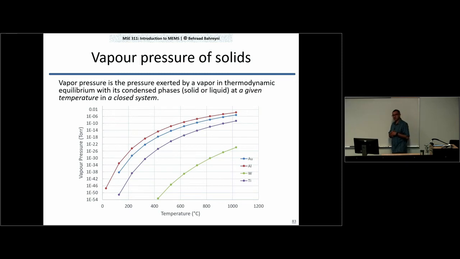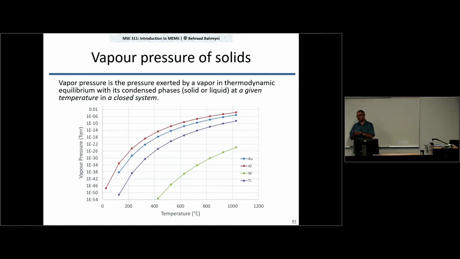Here is a graph for the vapor pressure of different solids. And you can see that, these are all metals, the vapor pressure at low temperatures is really small. So the y-axis here is logarithmic. And you can see that, at, let's say, below 200 degrees Celsius, the vapor pressure is on the order of 10 to the minus 50 torr, right?